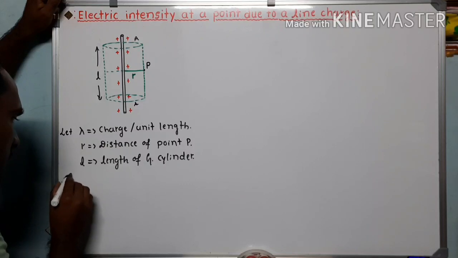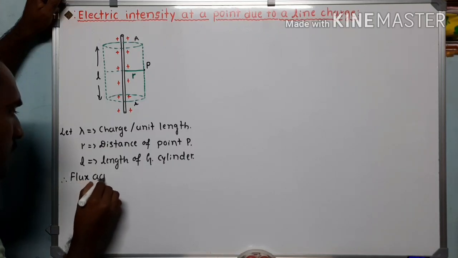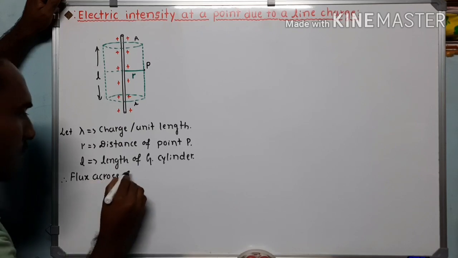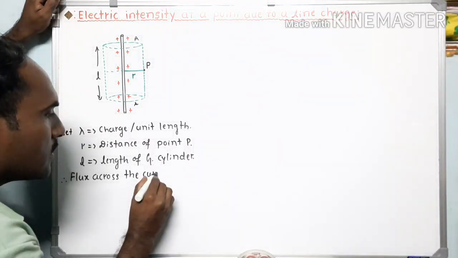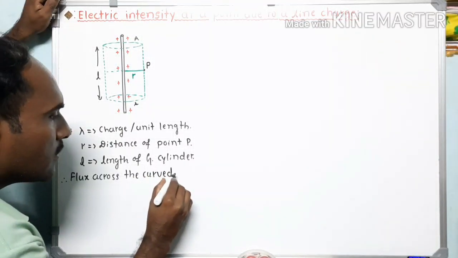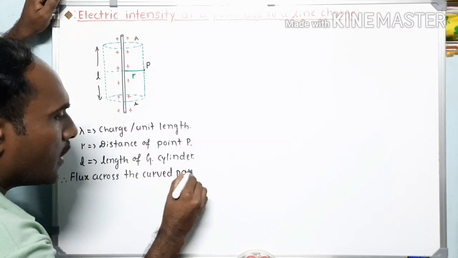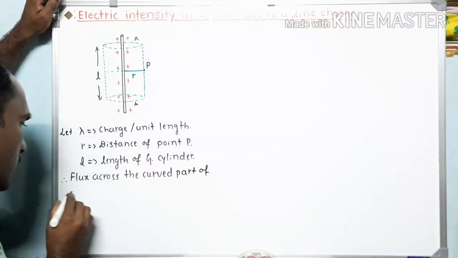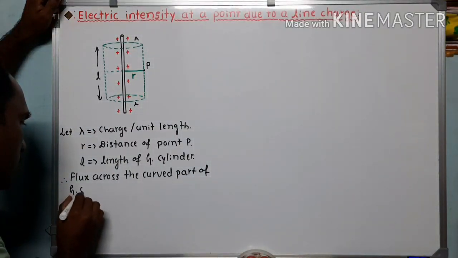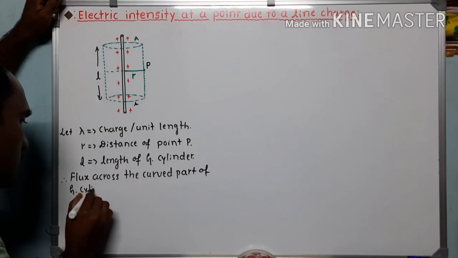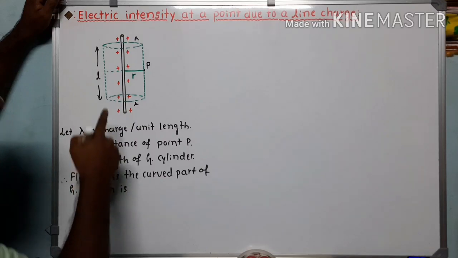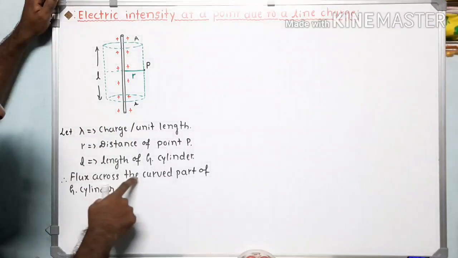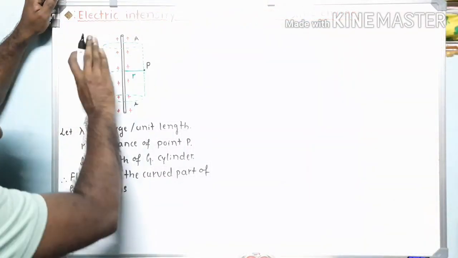Therefore, electric flux across the curved part of the Gaussian cylinder is electric flux across the curved part of the Gaussian cylinder.